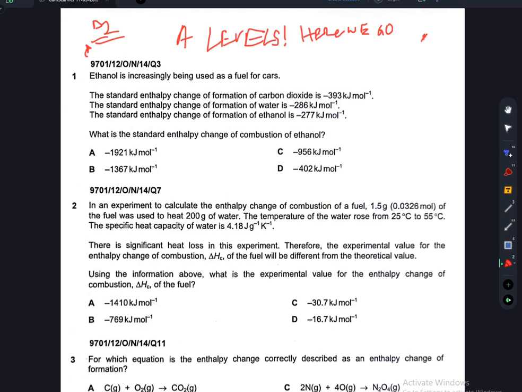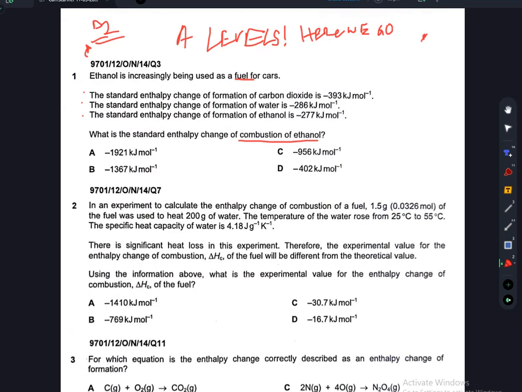Okay, now we start with question number 1. Ethanol is increasingly being used as a fuel for cars. Okay, the standard enthalpy change of formation of carbon dioxide is this. The standard enthalpy change of formation of water is this. The of ethanol is this. What is the standard enthalpy change of combustion of ethanol?